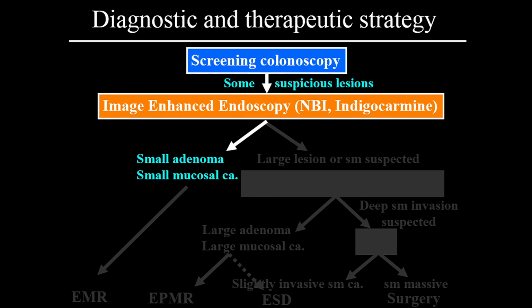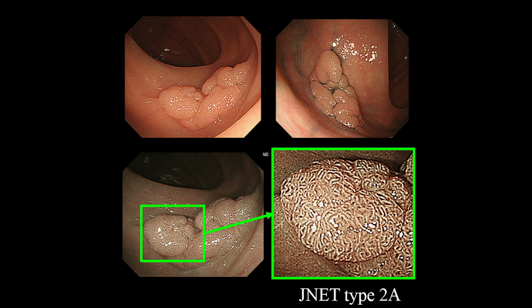If the target lesion is judged to be a small adenoma or small mucosal cancer, which is good enough for snaring, we can simply remove this lesion by standard EMR, such as this lesion. This has a regularly arranged surface structure with a nice vascular network, which is classified as JNET type 2A.